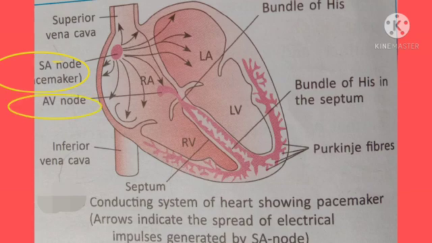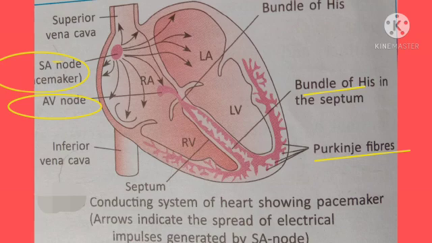An atrioventricular node or AV node is located at the base of the right auricle. Bundle of His or AV bundle is located at the septum of the heart, and Purkinje fibers arise from the bundle of His, so that every part of the heart is under control of the pacemaker.